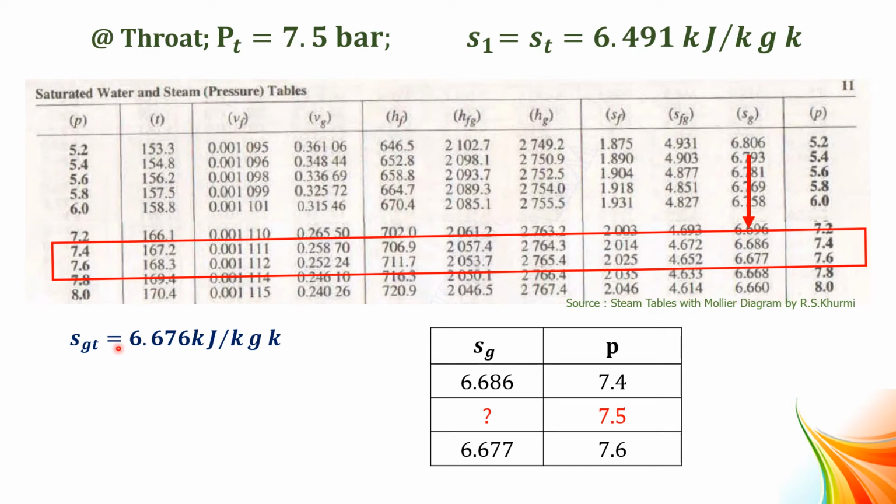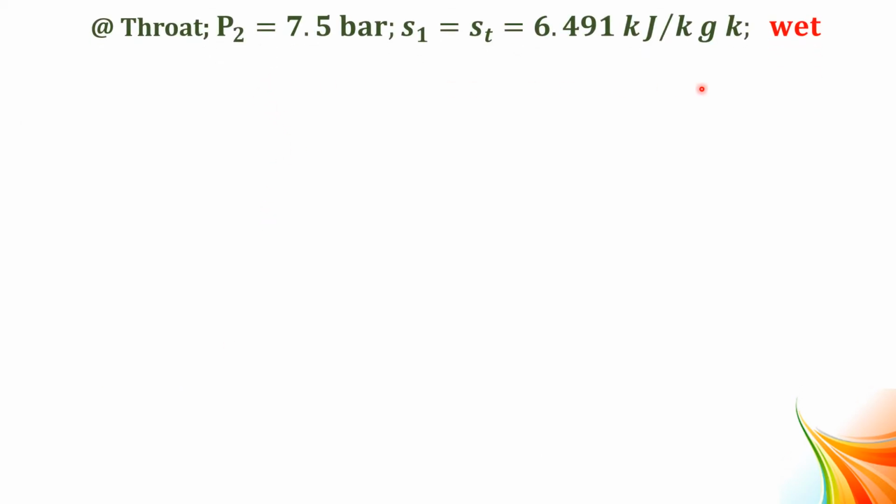Now we have to compare the value of Sg with the St value. So the St value is less than Sgt. Therefore the steam is in wet condition. Now we know the steam is in wet condition, so we have to find out the quality of steam or dryness fraction of steam. So the dryness fraction can be calculated by using this equation: St equal to Sft plus Xt into Sfgt. Xt we have to find out from this equation.